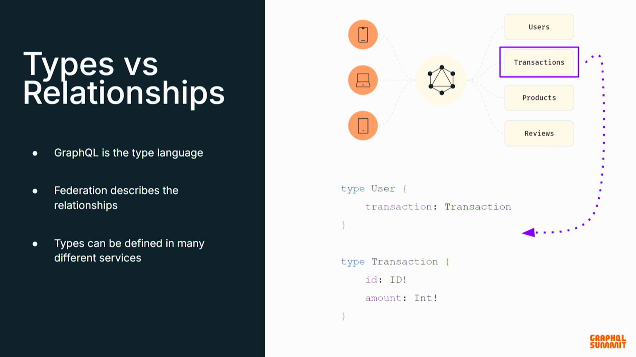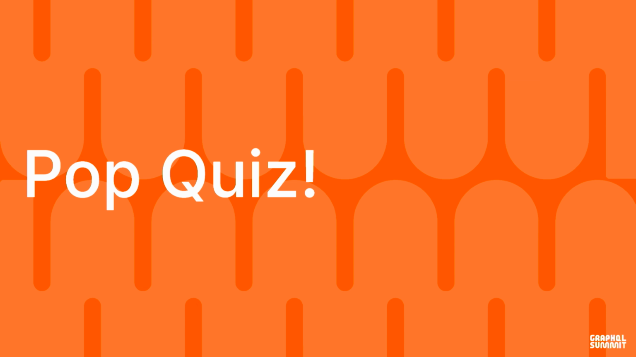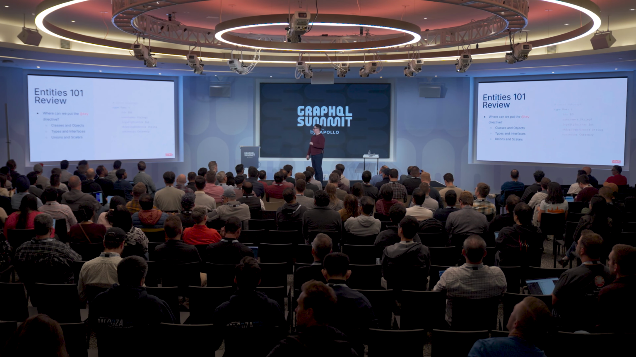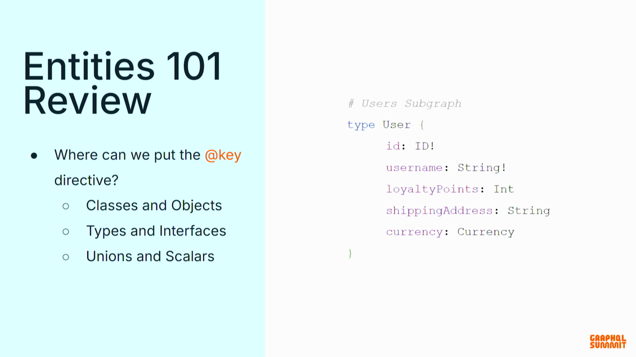So we all know that. We're all good, right? Okay. So, pop quiz. Is everyone ready? You'll be graded on this after. Entities 101 review. Where can we put the key directive on this here? Is it classes and objects, types and interfaces, or unions and scalars? You're right, it's types and interfaces. Classes and objects is not GraphQL, so hopefully I didn't catch you with that one.